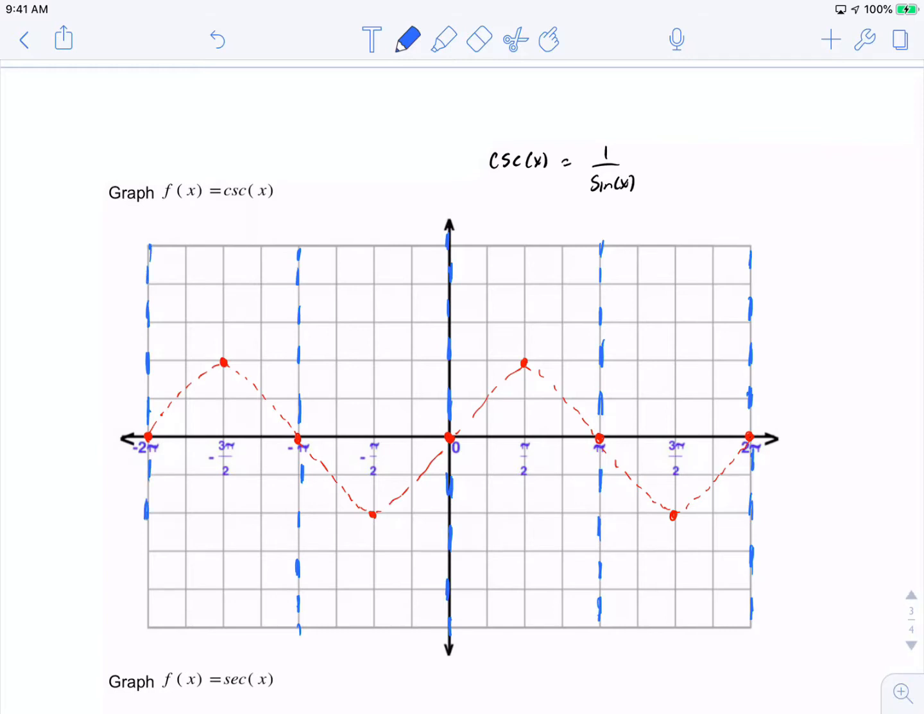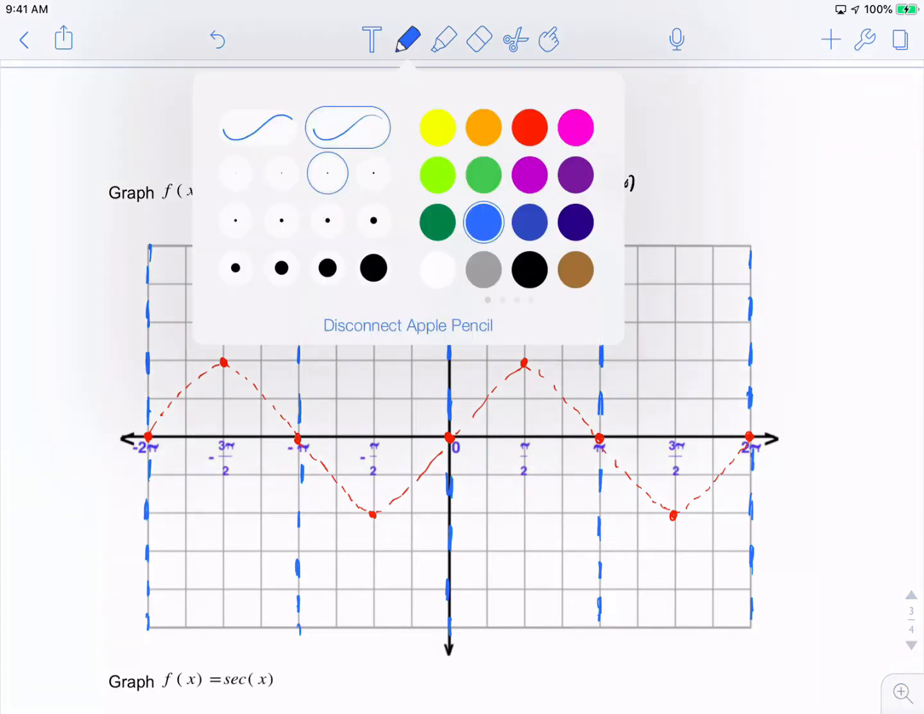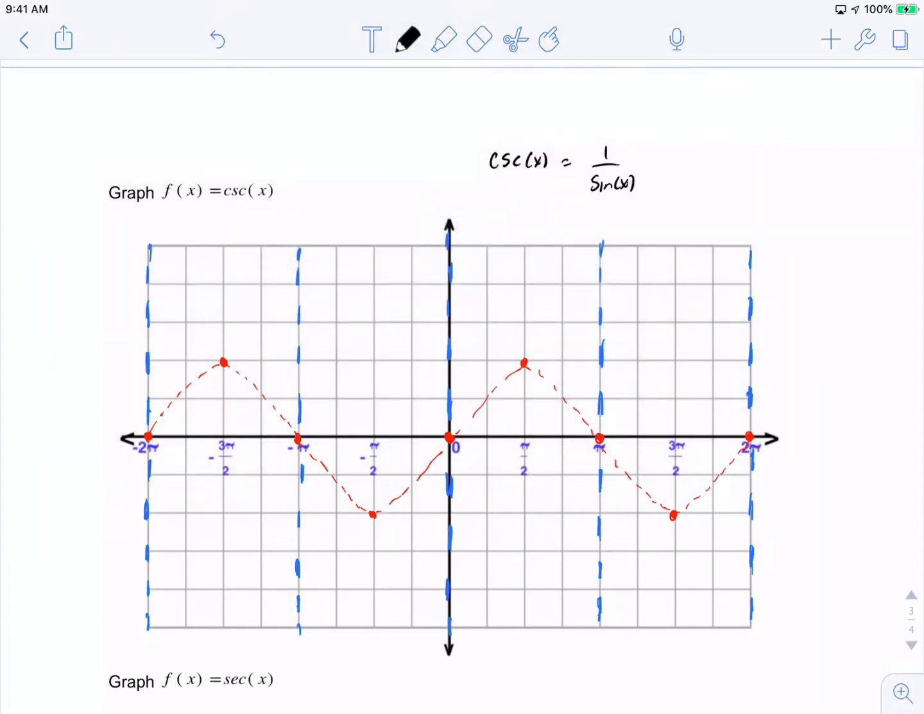And at negative 2 pi. Okay. Now, to graph it, what's interesting is when sine is 1, cosecant is going to be 1. So we can see that cosecant is going to also be that value.